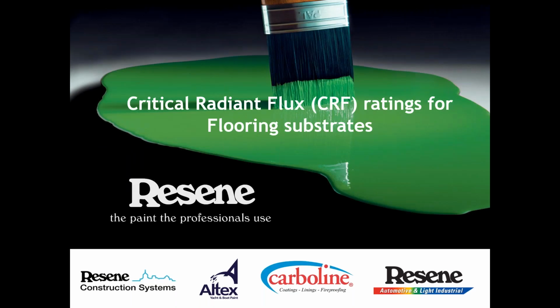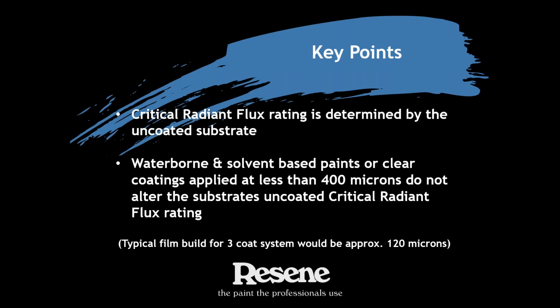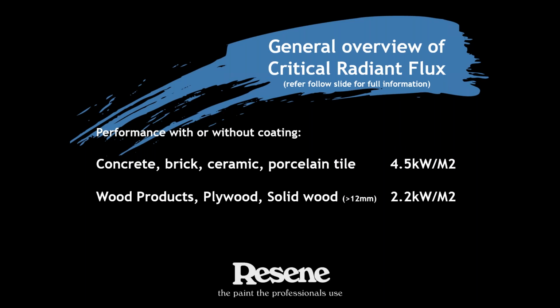Now, critical radiant flux for flooring substrates is almost the same as what we've just talked about for fire group ratings, so I won't spend too much time on this. Again, the key is right there in the first note. It's determined by the uncoated substrate, and paint coatings do not alter the uncoated substrate's critical radiant flux. And there are the ratings: for concrete, 4.5; for wood products, or solid wood greater than 12 mil, it is 2.2.